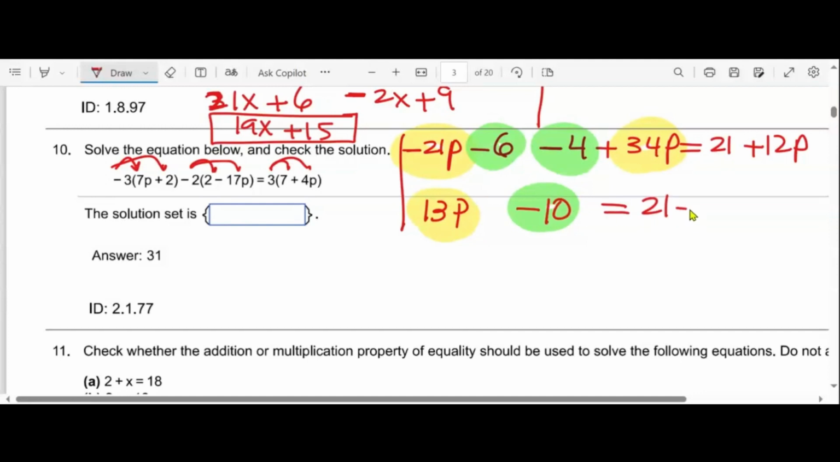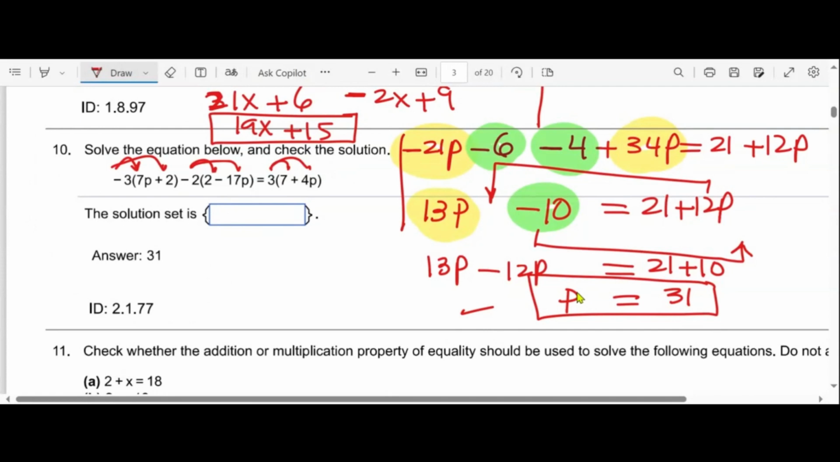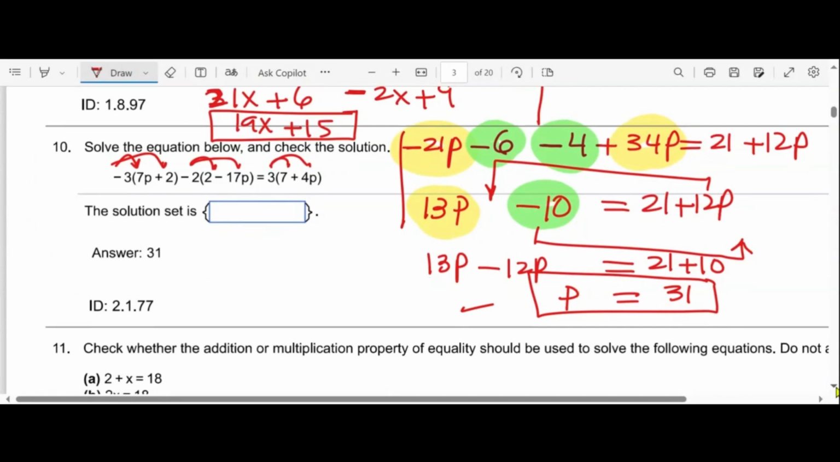Equal 21 plus. Now can I move this one here? Yes. So what do you get? 13b minus 12b equal what? 21 plus 10, which is what? 31. Equal what? B equals 31. Easy? Yes? Next one.